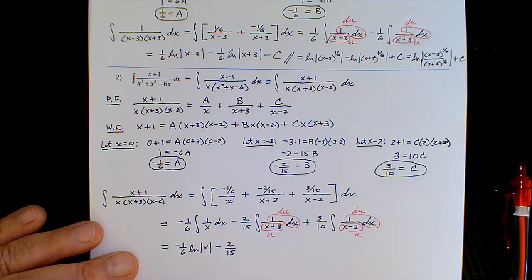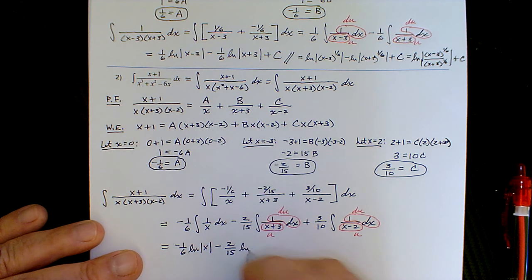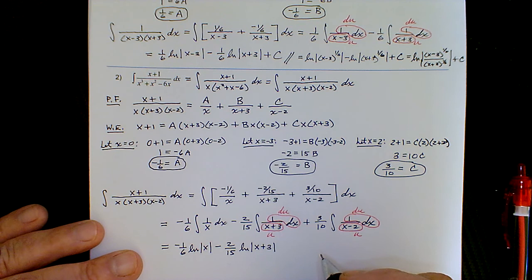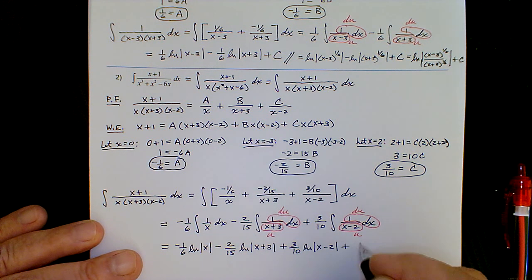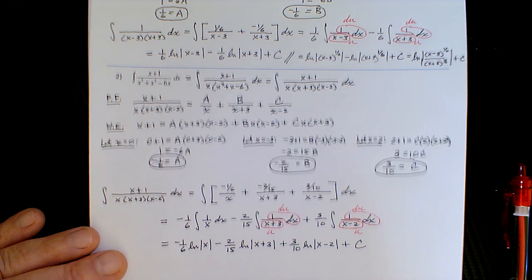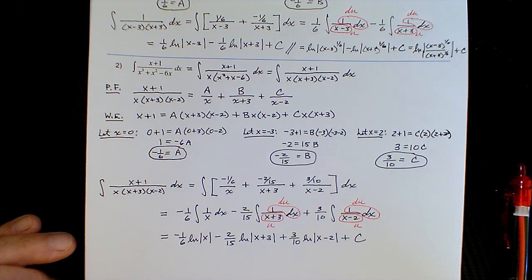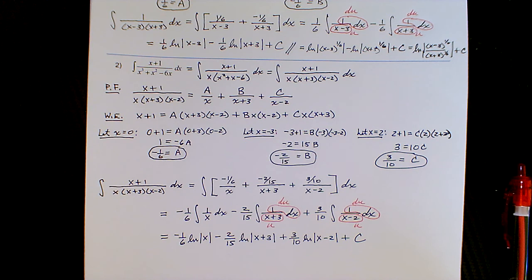So these turn out to integrate to be just the respective natural log of their respective denominators. So minus 2/15 natural log absolute value of x plus 3, and then plus the 3/10 natural log absolute value of its denominator, x minus 2, and don't forget to add the constant. Okay, so that's it for case 1, linear factors, and we will come back for topic 9, which is case 2, repeated factors.